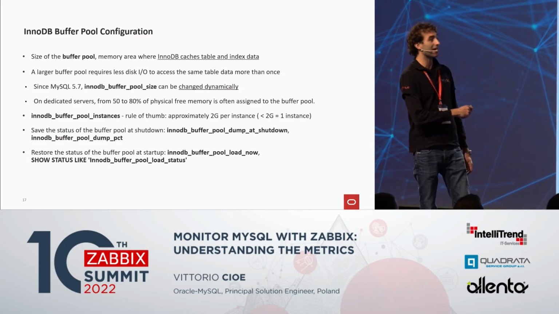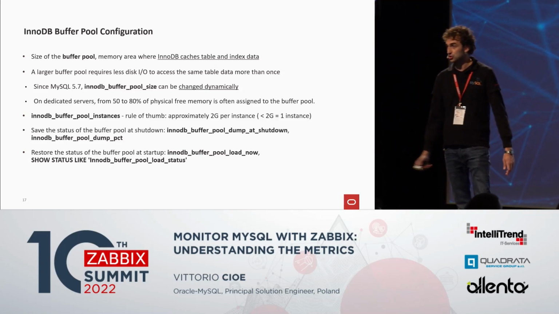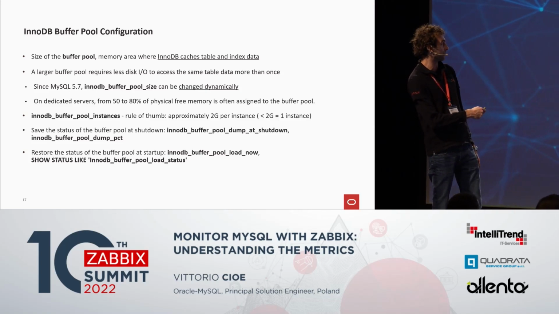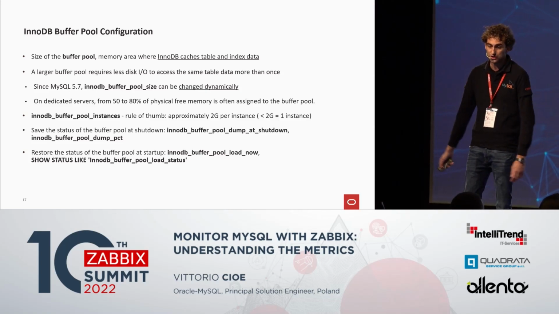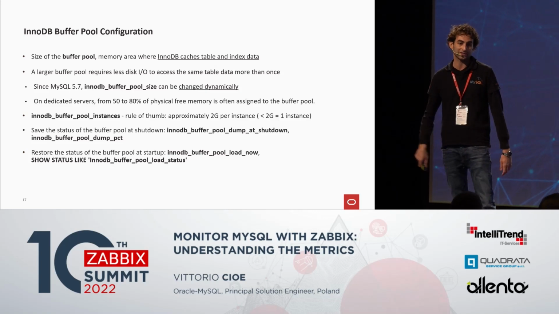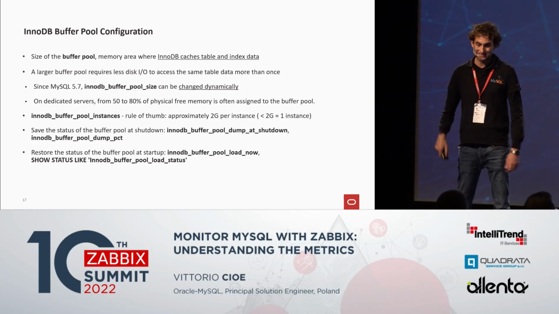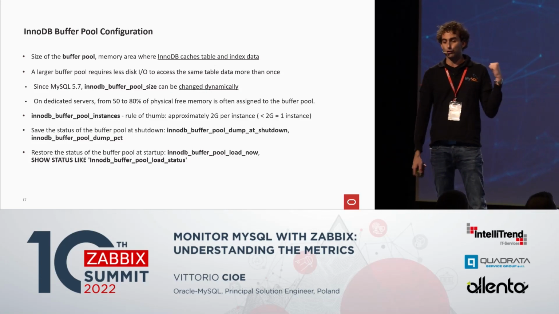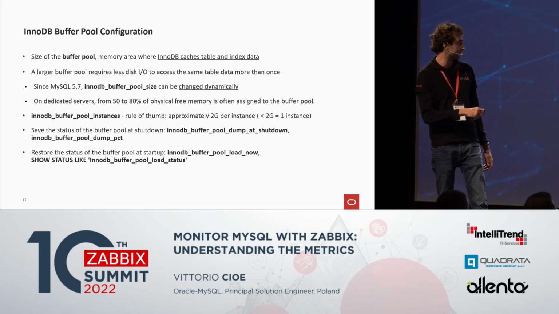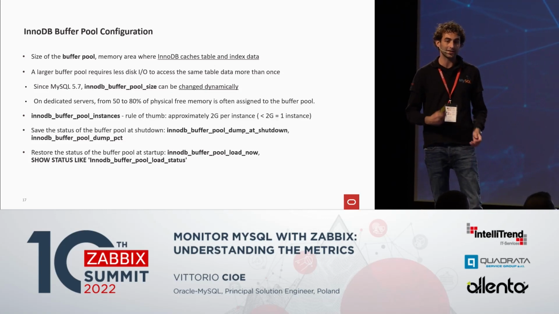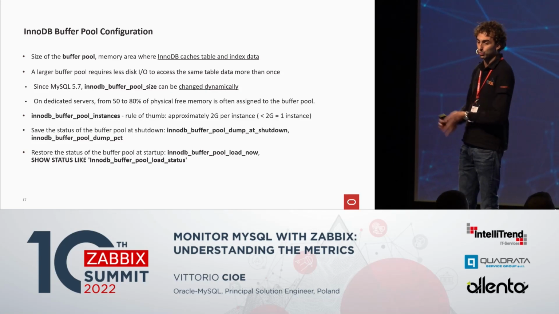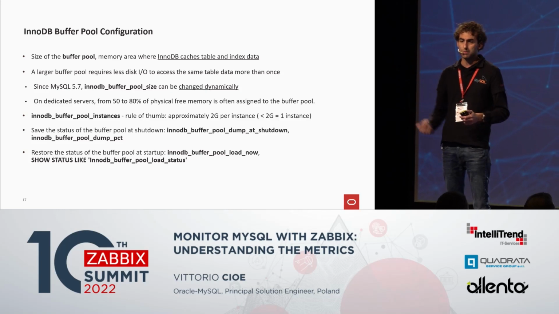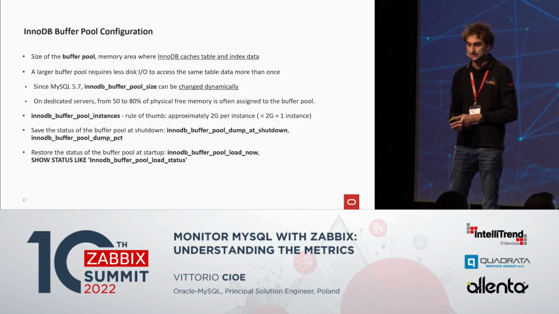All right, so how does it configure? There is the king variable for MySQL optimization. Whenever I start a MySQL optimization, we start from this variable, the InnoDB buffer pool size, which as of MySQL 5.7 can be accessed dynamically. On dedicated servers, from 50 to 80% of the physical memory, and I can set the number of buffer pool instances. As a rule of thumb, every 2 gigs of buffer pool counts as one instance.